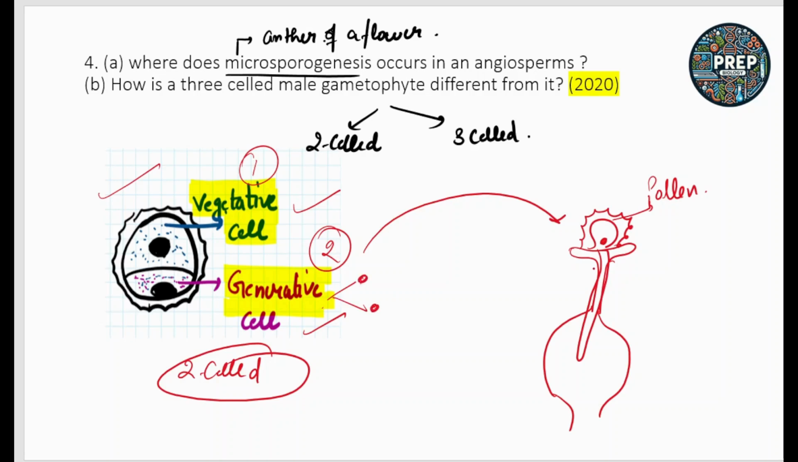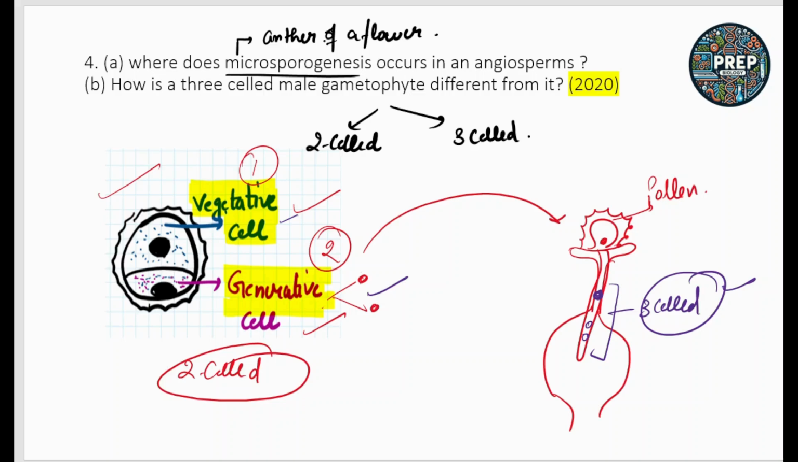So we have one vegetative cell. This is the vegetative cell, and the generative cell is divided into two male gametes, and these are the two male gametes. How many cells are there? Three cells are there. So this is the three-celled stage, and this is the two-celled stage. The difference between the three-celled and the two-celled stage of the male gametophyte is very, very important.